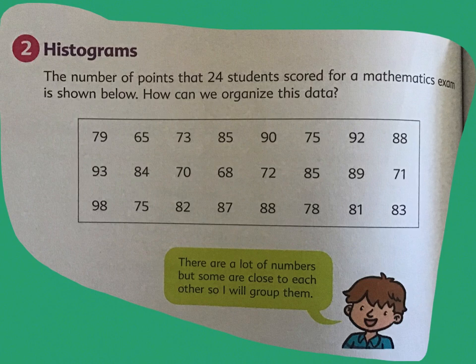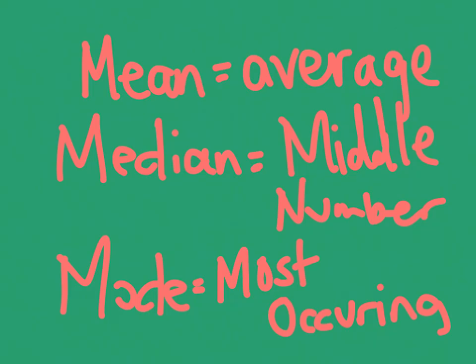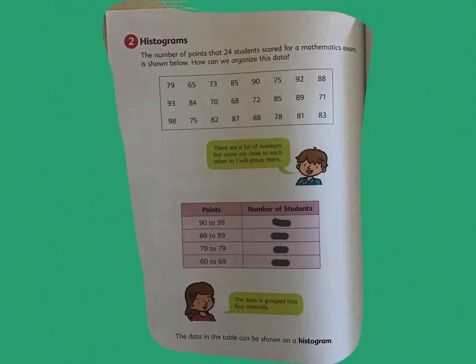The number of points that 24 students scored on a mathematics exam is shown below. How can we organize the data? There are a lot of numbers here, but some are close to each other, so I will group them. If I group them, I see that the lowest group is between 60 and 69, 60 to 69. And then I could do another group, 70 to 79, 80 to 89, and 90 to 99.